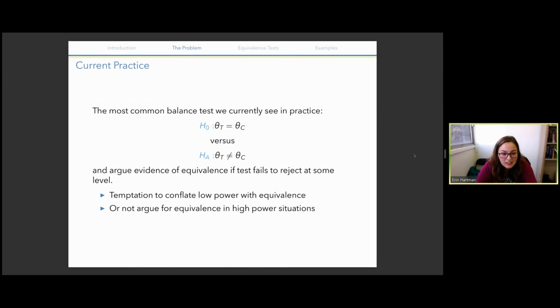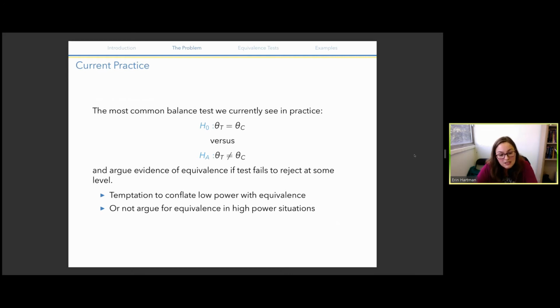But the current practice generally looks something like we test if the mean in our treatment and control group are equal under our null versus the alternative that they're not. We argue that there is evidence of equivalence if we fail to reject at some nominal level. And usually people kind of internalize that this is an incorrect interpretation of this test because we usually look for p-values that are more than just what we would usually call statistical significance. So not p-value 0.05, but rather p-values up around 0.2.